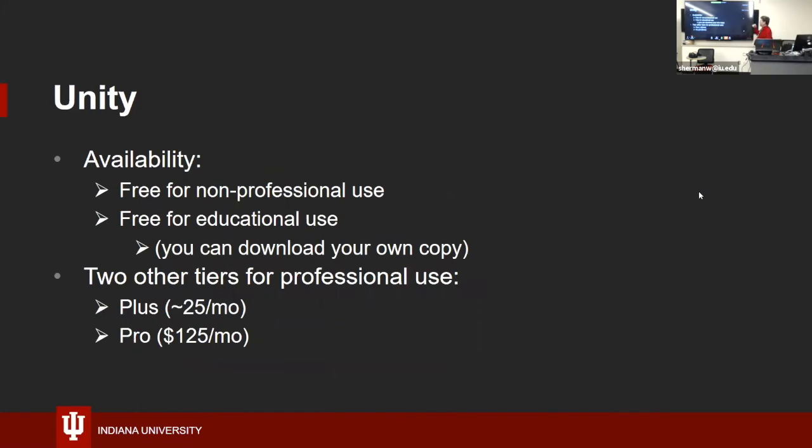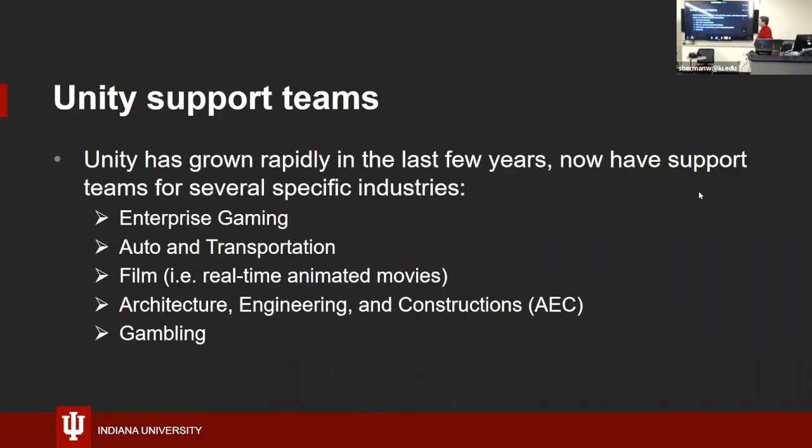Unity is freely available for non-professional use, and for educational use, we have some licenses for Indiana University, and other universities can do the same. You can download your own copy and use it. You have to tell it that you're not making any money, or making less than $100,000, I should say. Otherwise, your professional options, there's a pair of them. One is the Plus option, which is $25 a month with the multi-month subscription, and the Pro is $125 a month. But everything I'm doing today is the free version, so you don't need to worry about those unless you're starting to make some serious money.